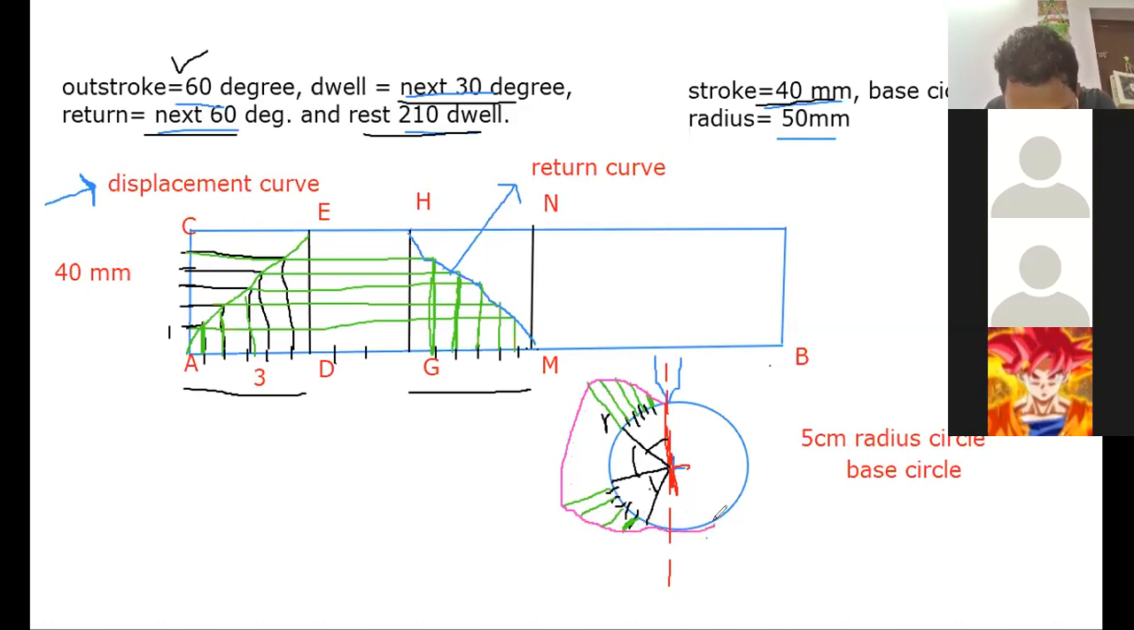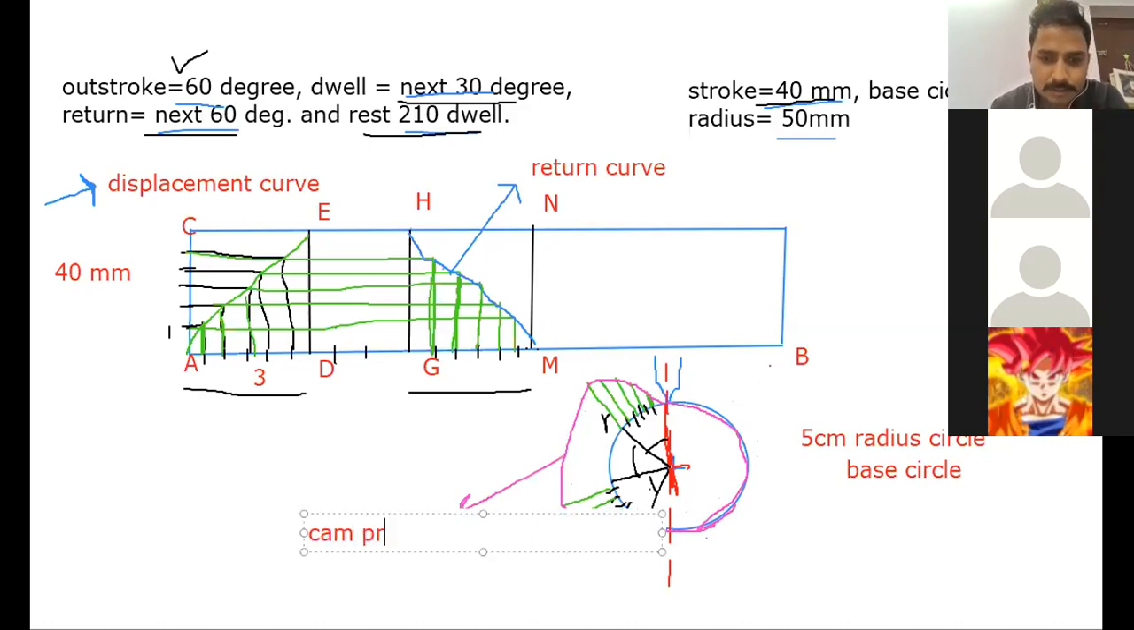And we will make this complete thing as the pink curve. So the pink color curve is actually your CAM profile now. So this is my CAM profile, in pink color. That's all, sir. Yes, that's all.